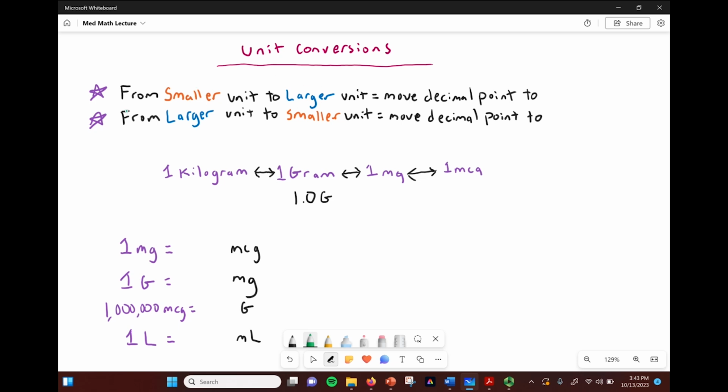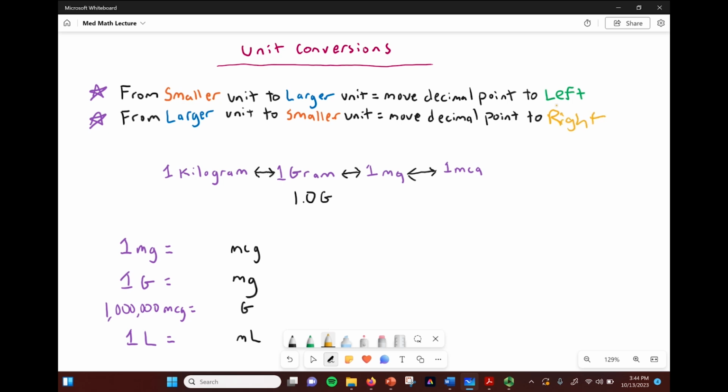So if I'm trying to figure out how, going from a smaller unit to a larger unit, what I'm going to do is I'm going to move that decimal point to the left. To the left. We're going to see how this works in just a minute. When I'm trying to break down a larger unit into a smaller unit, I'm going to move my decimal point to the right.